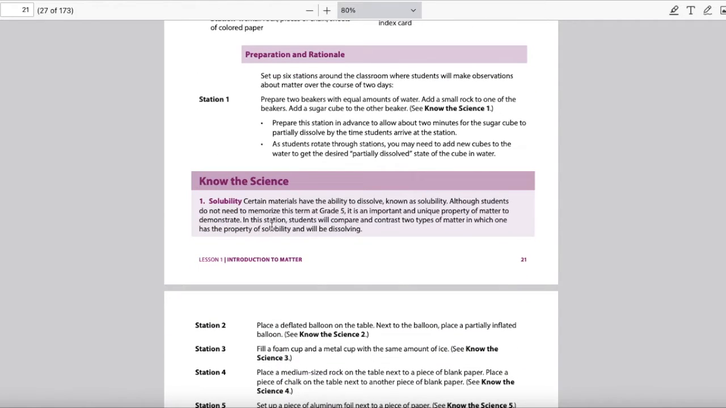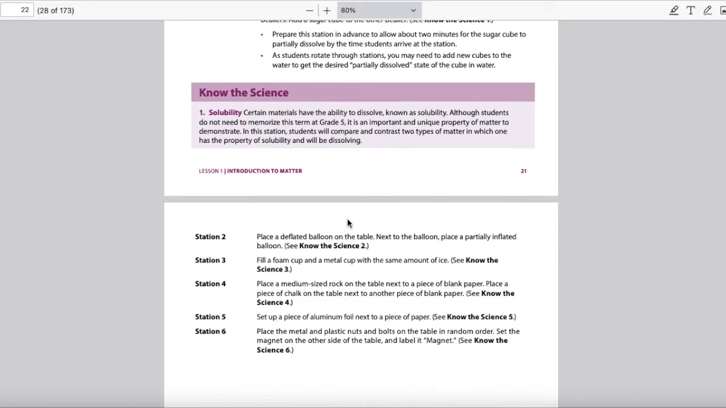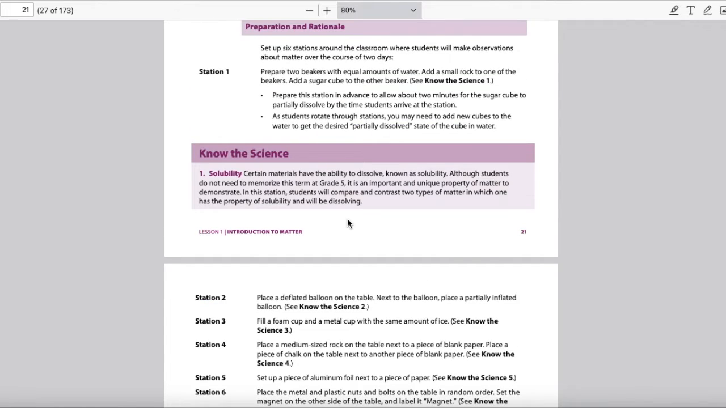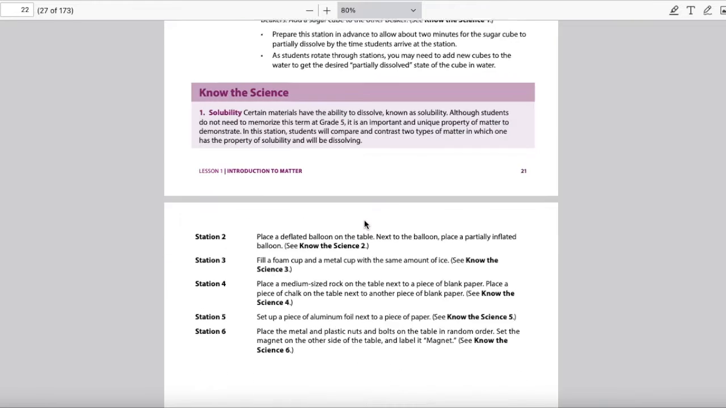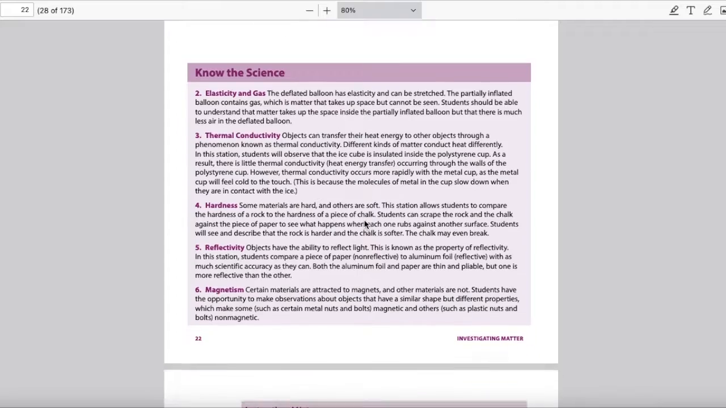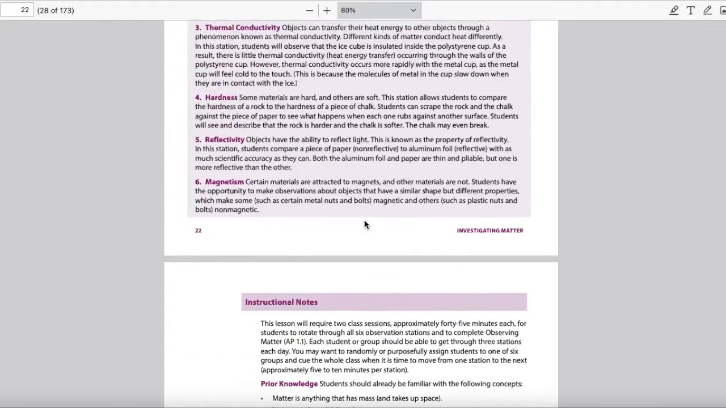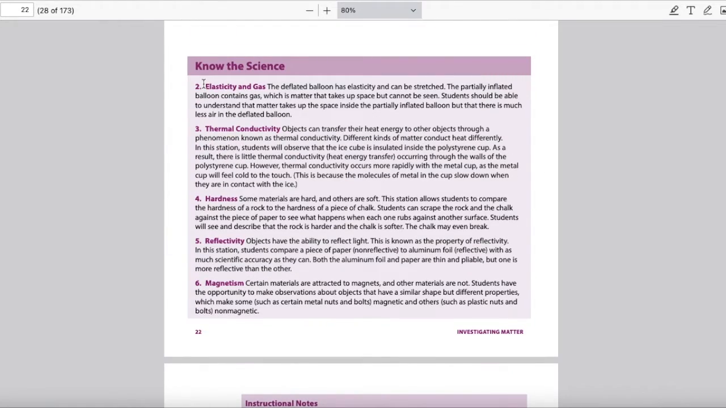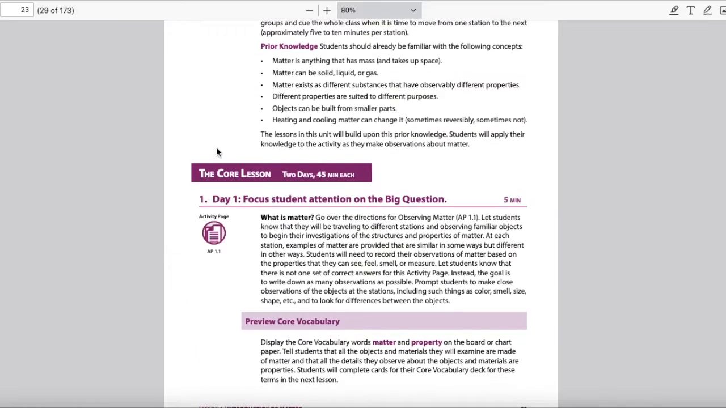So some things do have to be set up ahead of time, but nothing that's been complicated. I've always been able to do it in like 5 minutes while my kids are transitioning to the next thing. I can easily have these stations put together. And you can see they're not super complicated. It's water and different types of cups in here, foil, and it does give you, Know the Science, which explains the science behind those specific demonstrations, which I really like.